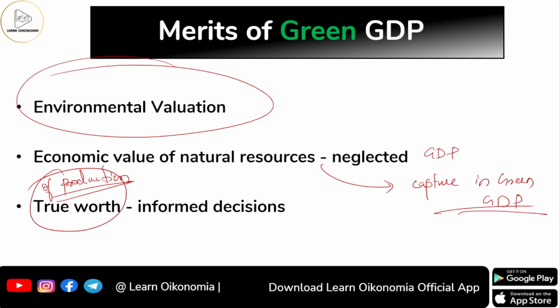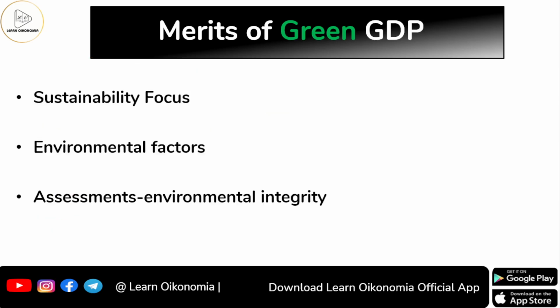Why we call it as informed decisions? The policy measures would be informed decisions because the policies that we are taking here are being driven by the information that we could get from the calculation of green GDP. That's it. Now, we would be focusing on sustainability here.